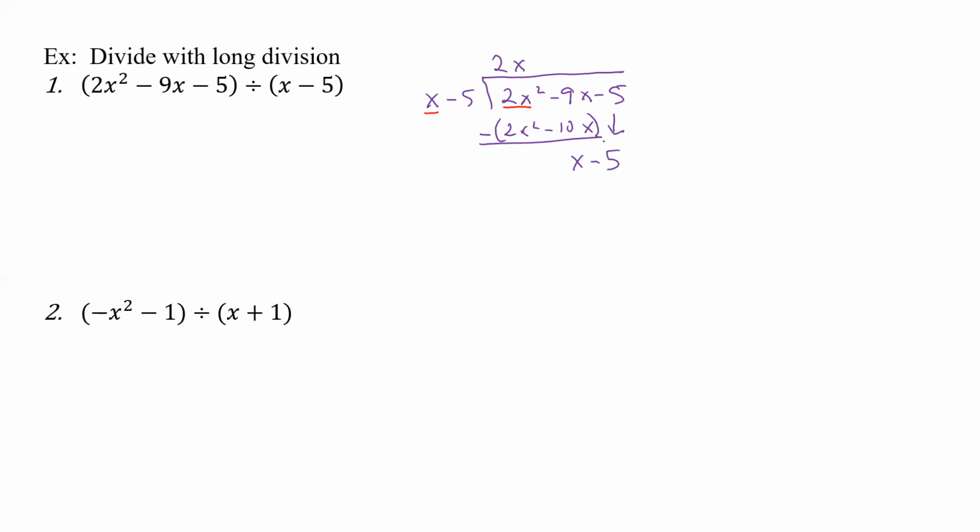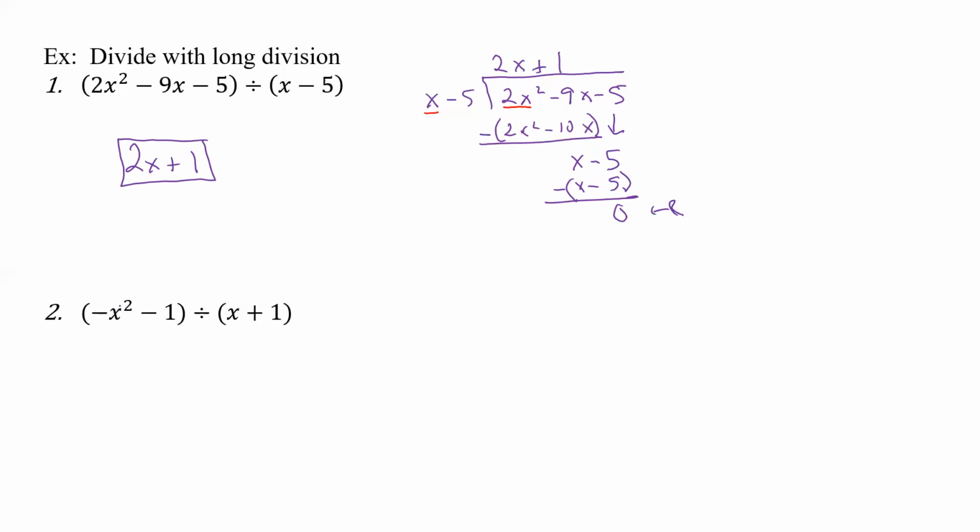Now, how many times does x minus 5 go into x minus 5? Well, that's just 1, and it's x minus 5. Then if we subtract that whole thing again, x minus x is 0, minus 5 plus 5 is 0, and so that is our remainder. And so this division comes down to just 2x plus 1 for our answer, because we got that remainder of 0.